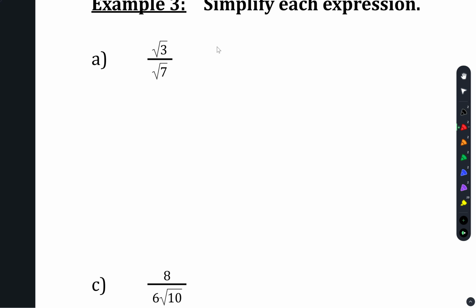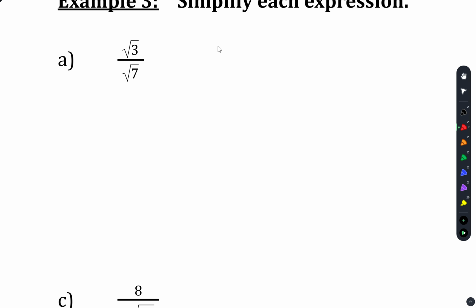I'm going to take a look at this one, radical 3 over radical 7. I want to reduce this. I want to make my life easy. So the first thing I'm going to do is write them together. Does 3 over 7 reduce at all? Unfortunately, for me, it does not reduce. So I have to go to my strategy called rationalizing. That's not going to work.